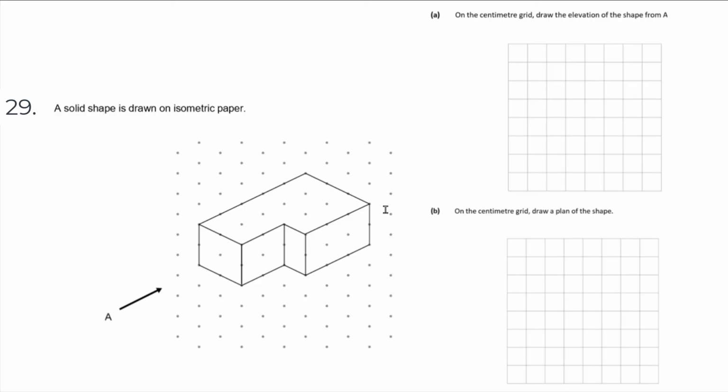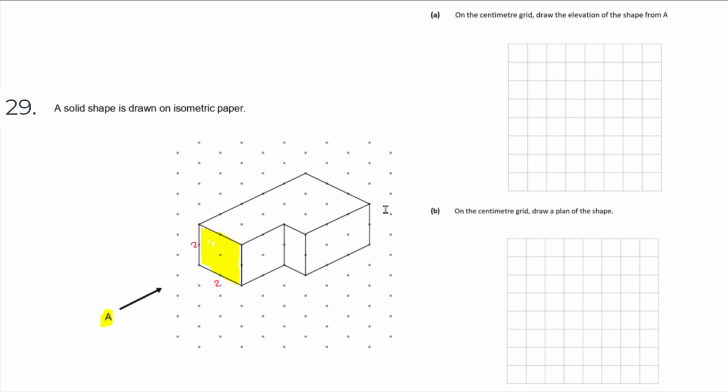A solid shape is drawn on isometric paper. There it is. And part A says, on the centimetre grid, draw the elevation of the shape from A. Okay, well, if you're standing at the point A, what are you going to see? If I'm standing over here, I'm going to see this face, aren't I? Right in front of me. And that face is a 2 by 2 rectangle.